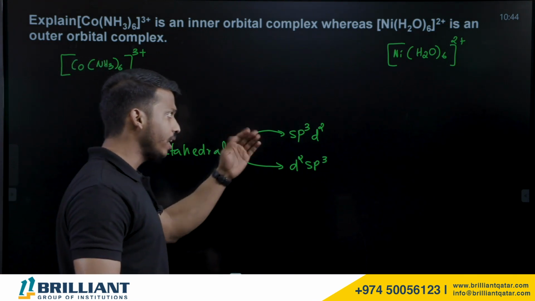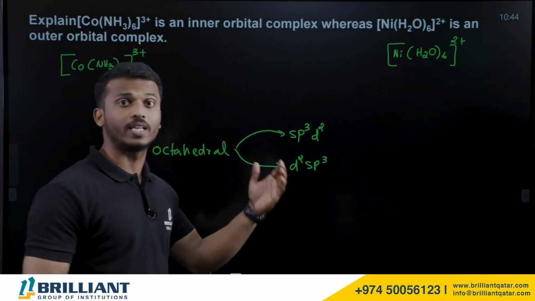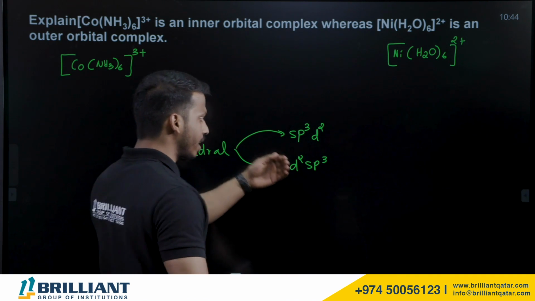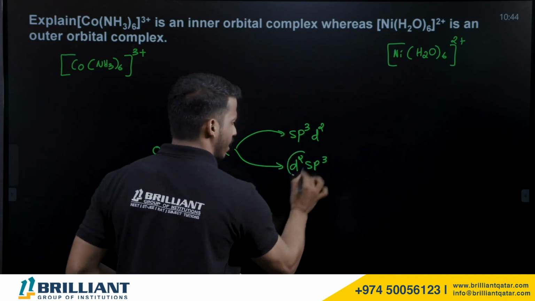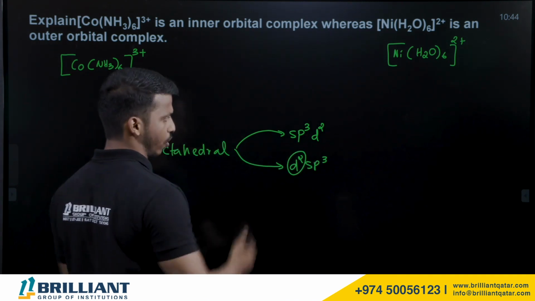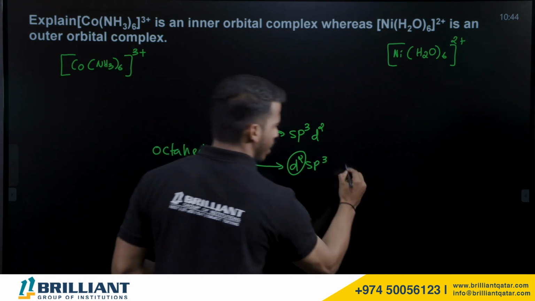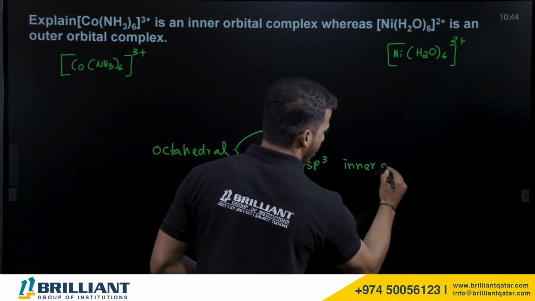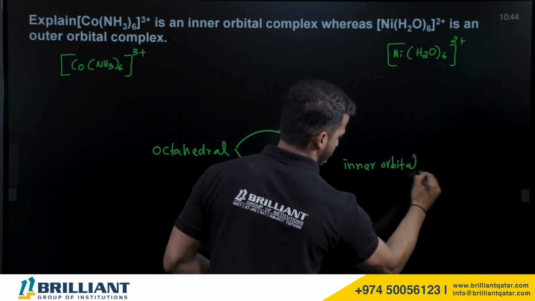So sp3d2 and d2sp3, what is the difference? You can see in the d2sp3 hybridization, they are taking the inner d orbital for the hybridization. Therefore, they are called inner orbital complex.